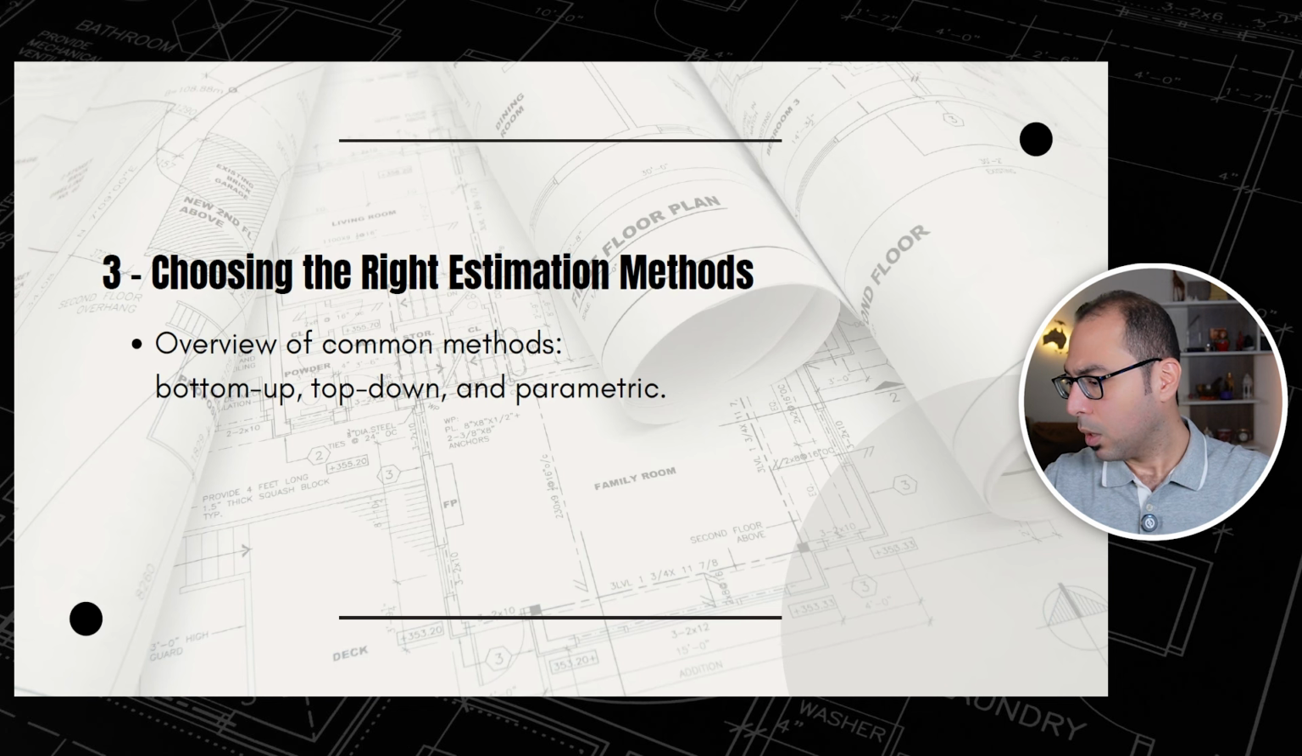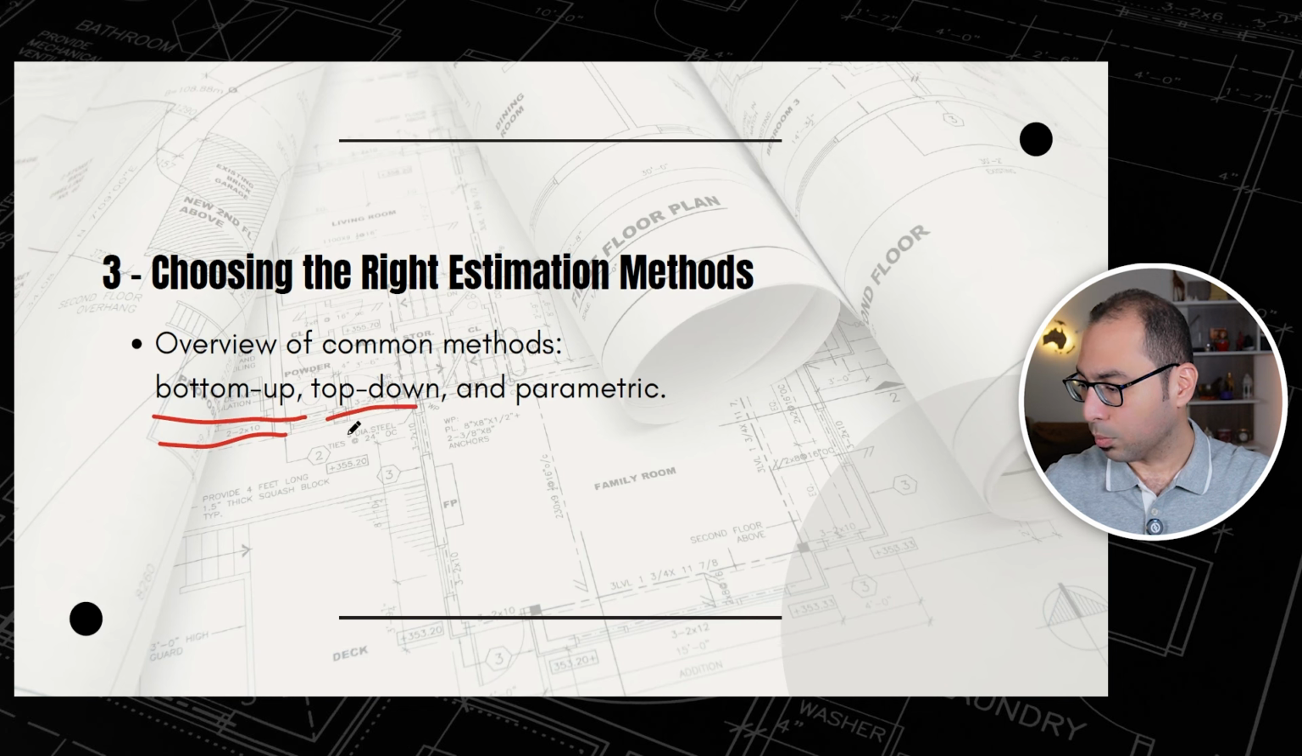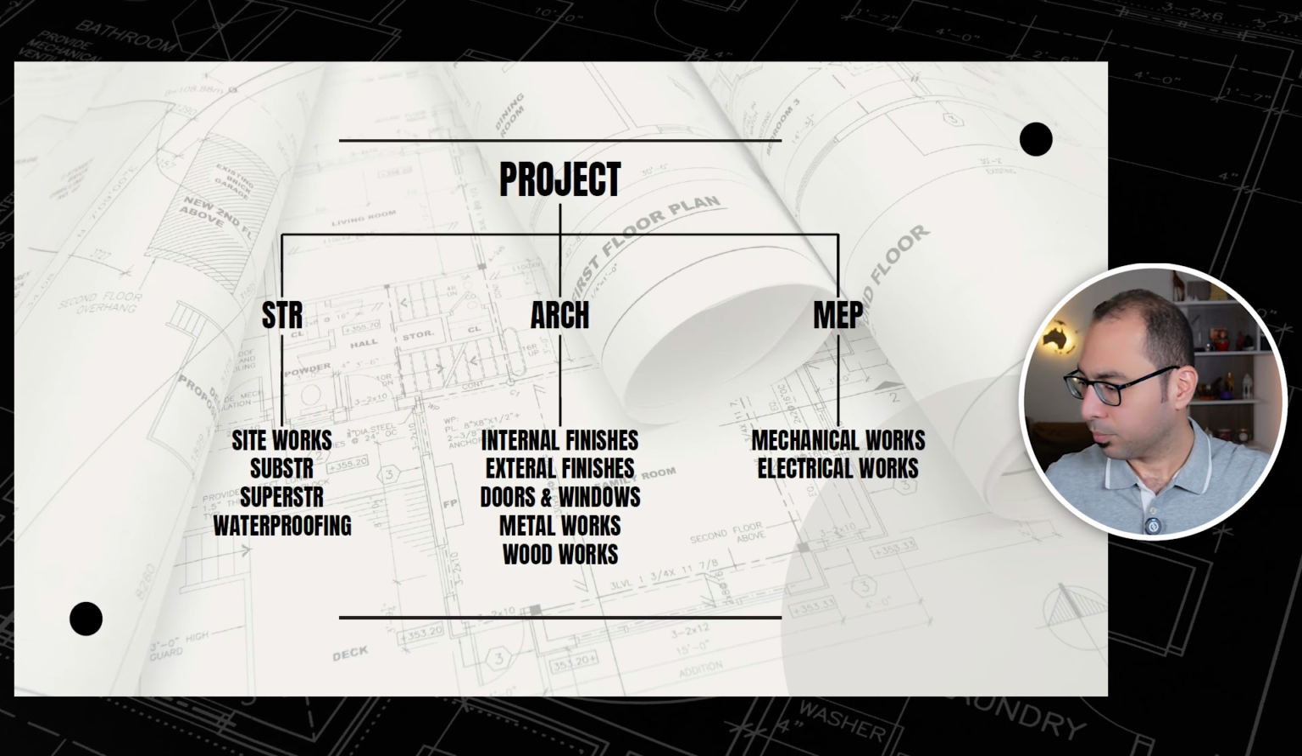Third point is choosing the right estimation method. And what is the right estimation method? So here we have three estimation methods. We have bottom up. Top down is the second one. And third one is parametric. What do we mean here?